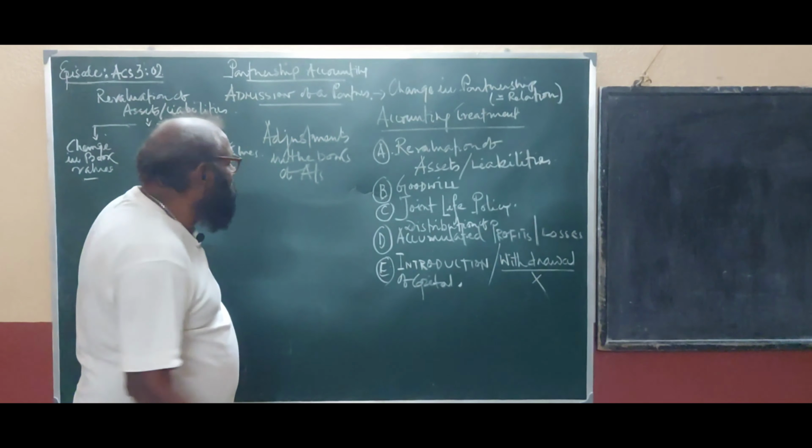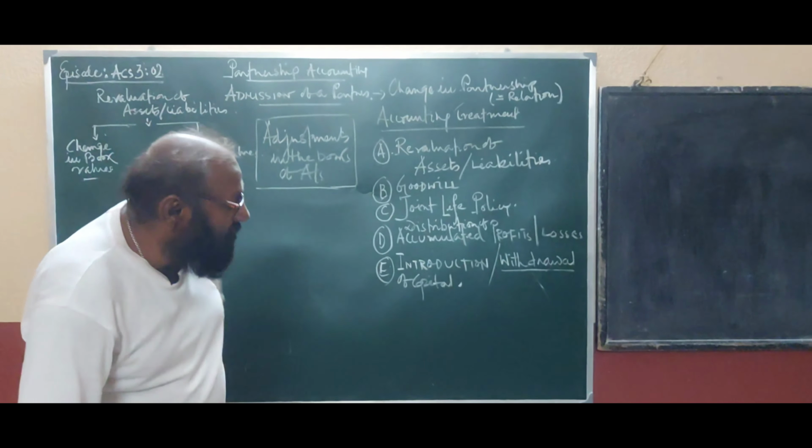And the facets of these adjustments are: revaluation of assets and liability, treatment of goodwill, joint life policy, distribution of accumulated profit or loss, that is past profit and loss which has not been withdrawn, profit earned but not withdrawn by the partners, and then introduction of capital in case of admission and withdrawal of capital in case of retirement or death. In case of death, final payment is made to the legal representative of the deceased partner. So friends, these are the issues.